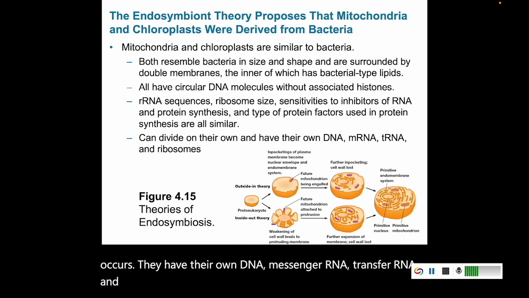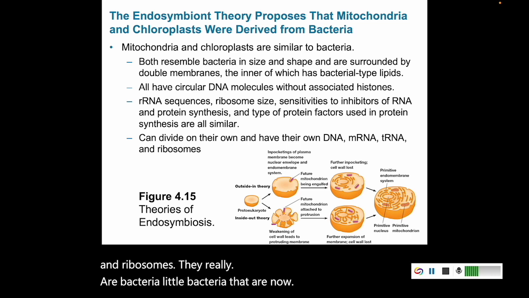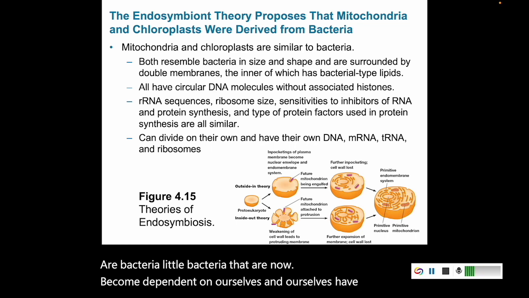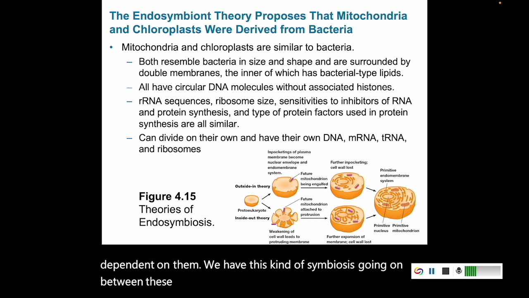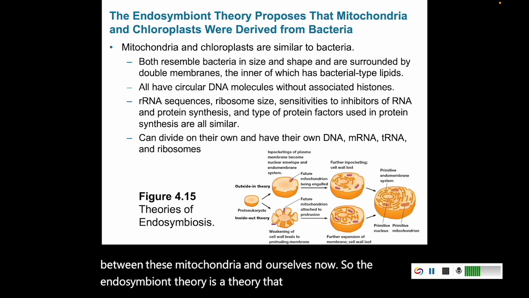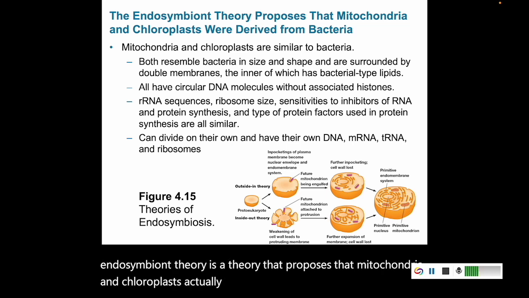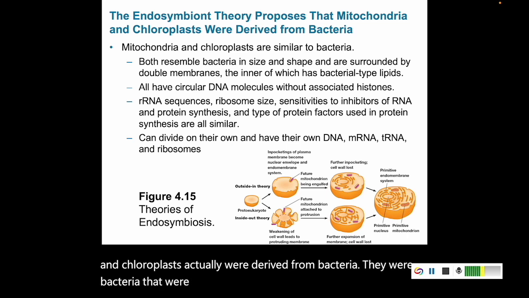They really are little bacteria that have become dependent on our cells, and our cells have become dependent on them. We have this kind of symbiosis going on between these mitochondria and our cells now. So the endosymbiotic theory proposes that mitochondria and chloroplasts actually were derived from bacteria. They were bacteria that were endocytosed and have now become symbionts of our cells.